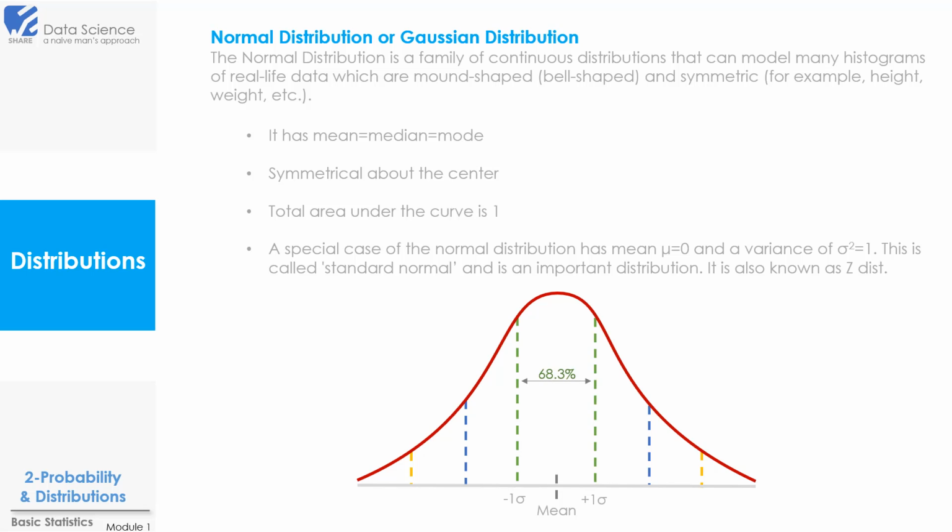So 68% of the values lie between minus 1 sigma to plus 1 sigma. Then 95.5% of the values lie between minus 2 to plus 2 sigma. And 99.7% of the values lie between minus 3 to plus 3 sigma. Well, you must have heard of the 6 sigma quality control technique. So this is what 6 sigma is, which says that 99.7% of the values will lie within minus 3 to plus 3 standard deviations. So that is what normal distribution is in brief.